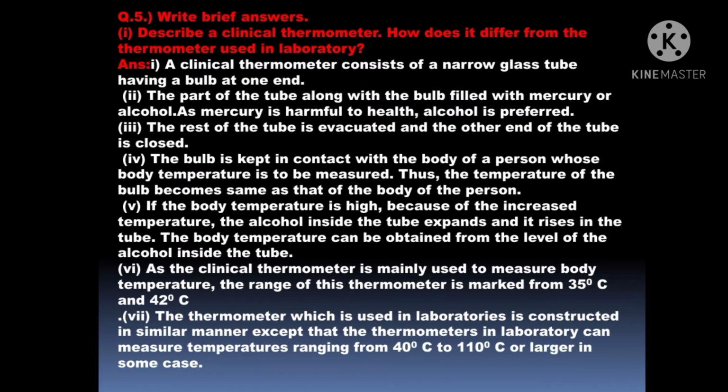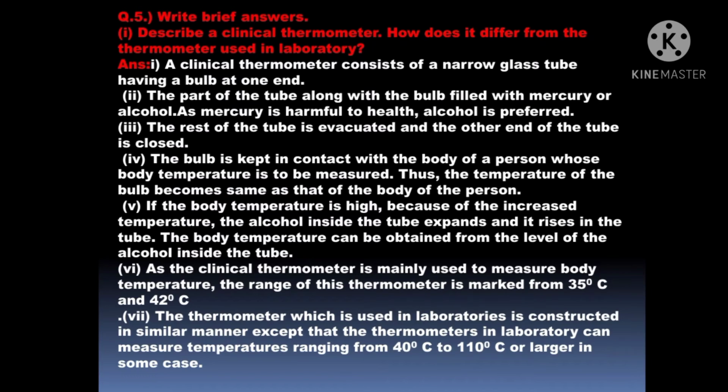A clinical thermometer consists of a narrow glass tube having a bulb at one end. So, a bulb is at one end, and it is a narrow glass tube. Second point. The part of the tube along with the bulb is filled with mercury or alcohol. As mercury is harmful to health, alcohol is preferred. So students, in the olden days, mercury was filled, but nowadays, since mercury is harmful to health, alcohol is preferred the most.